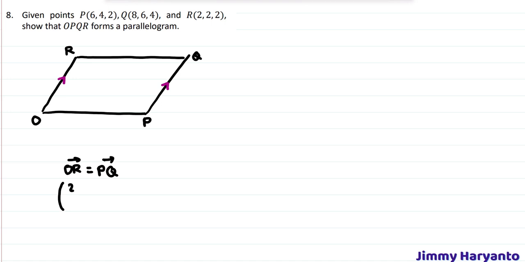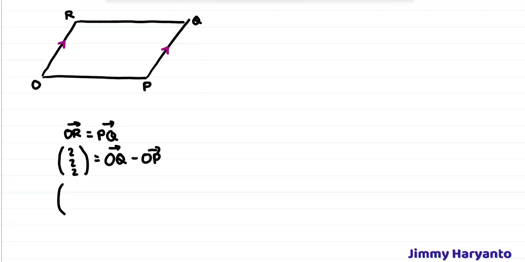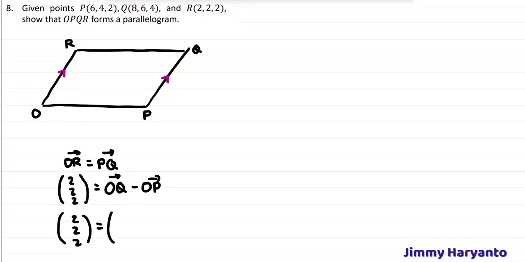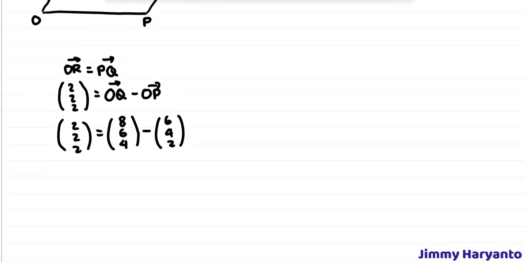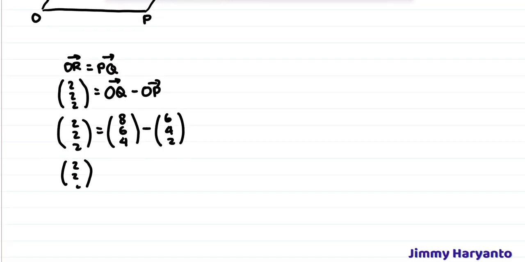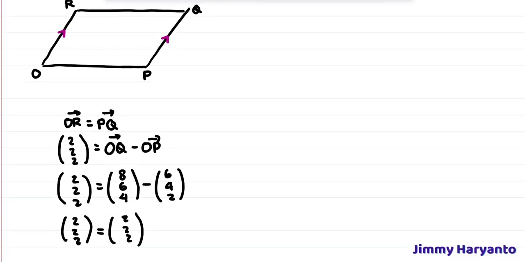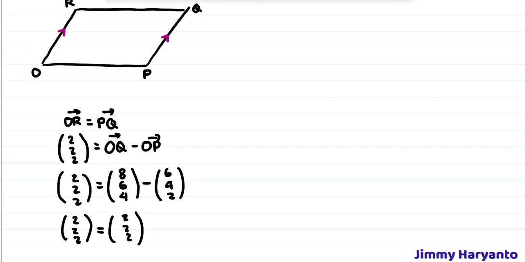So OR, what is OR? OR is 2, 2, 2 because it represents the point R. For PQ, you have to find it first, which is OQ minus OP using the formula of position vectors. So 2, 2, 2 equals OQ, which is 8, 6, 4, minus OP, which is 6, 4, 2. And then you only have to subtract it. 2, 2, 2 equals 2, 2, 2.